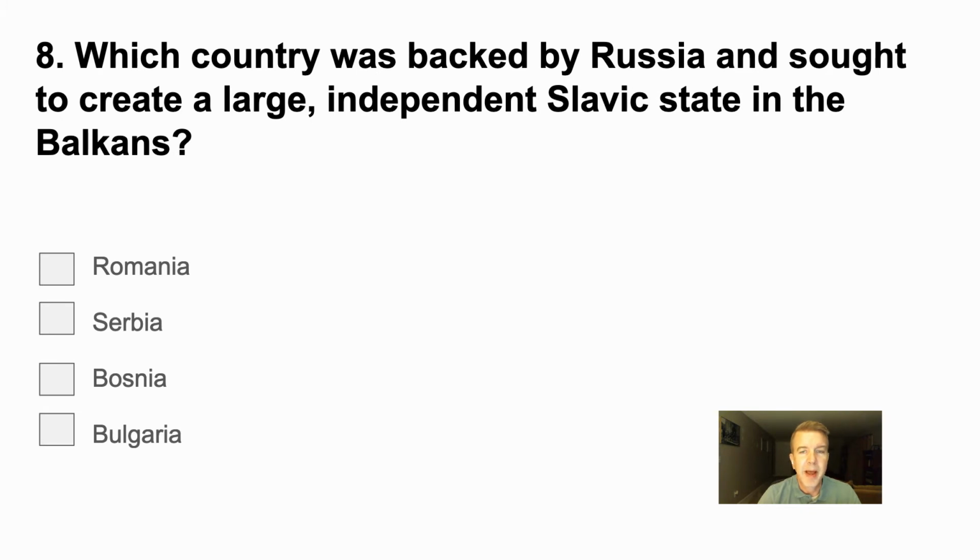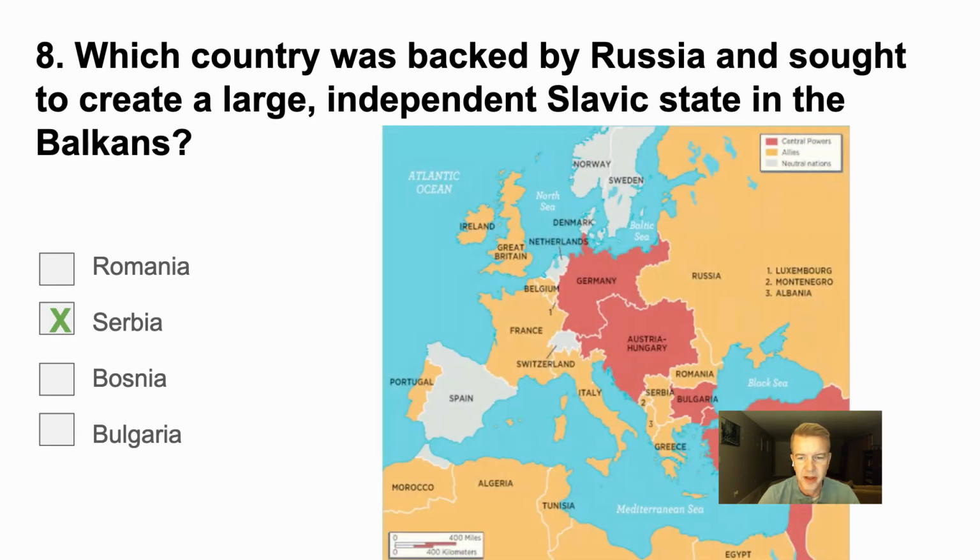Okay, which country was backed by Russia and sought to create a large independent Slavic state in the Balkans? That is Serbia. I kind of alluded to that already. Germany, Austria-Hungary. This is Serbia down here. Romania here. This is the Polish region of Russia, which is actually still part of Russia at the time.